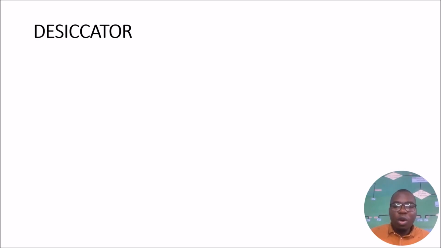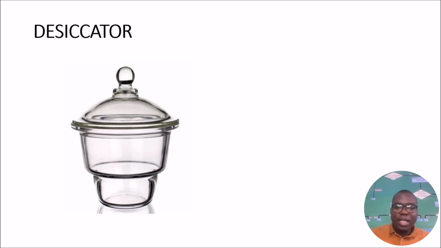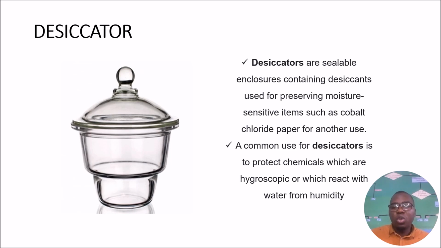We also have what we call a desiccator in the lab. It looks like a pressure cooker, but it is made up of very hard glass. Desiccators are sealable enclosures containing desiccants used for preserving moisture-sensitive items such as cobalt chloride paper. A common use of the desiccator is to protect chemicals which are hygroscopic or which react with water from humidity.